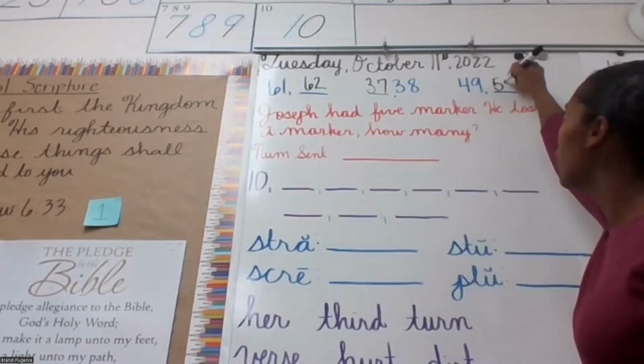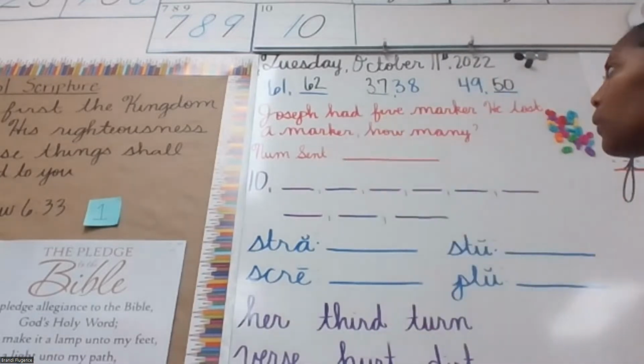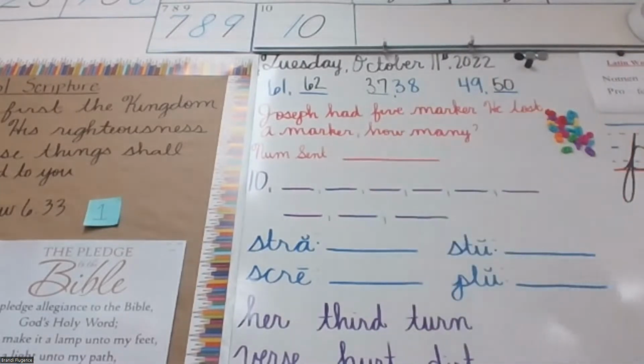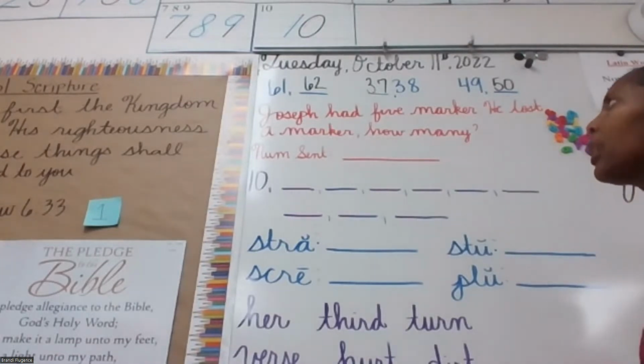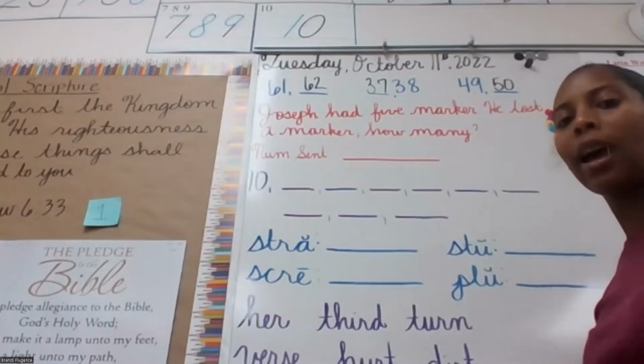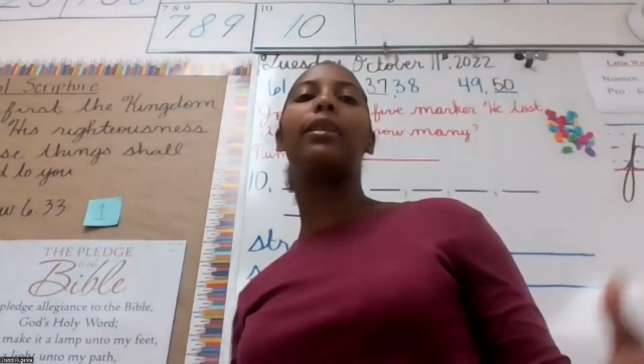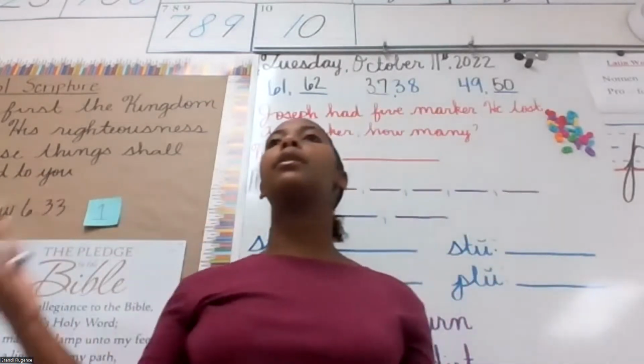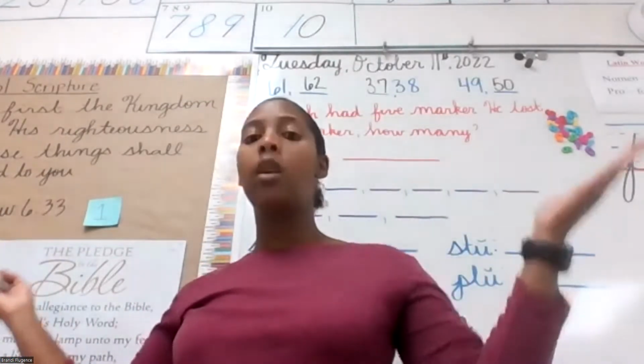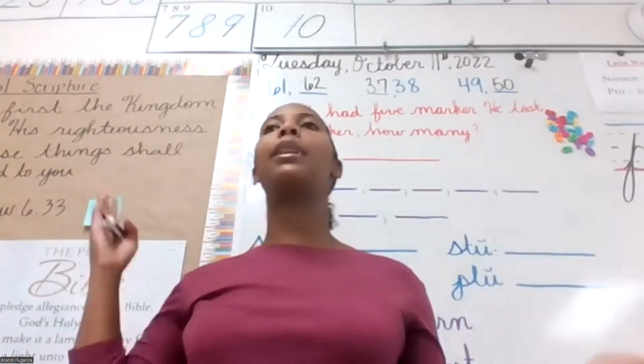50. Good. Let's look at our story problem. Joseph had 5 markers. He lost a marker. How many does he have now? Again, Joseph had 5 markers. He lost a marker. How many markers does he have now? Let's go ahead and identify. Is this some more, or some went away? Some went away. He has some and he's losing some.